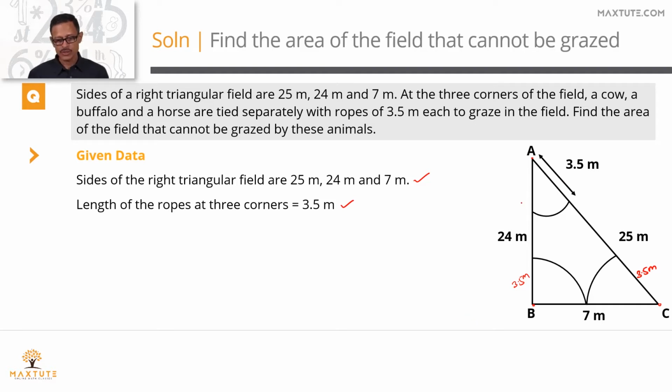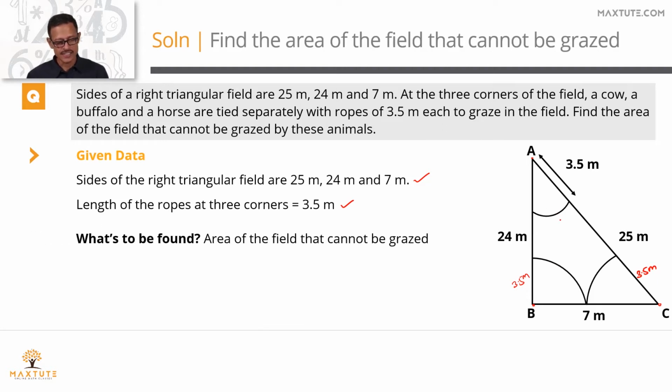What we need to find out is not the area that it can graze. We actually need to find out the area that it cannot graze. First, we identify and mark the areas that they can graze. Sector 1 from point A, sector 2 from point B and sector 3 from point C. This is the area that the 3 animals can graze.